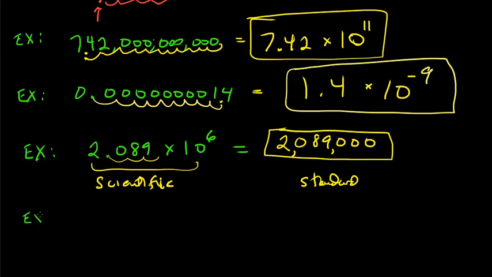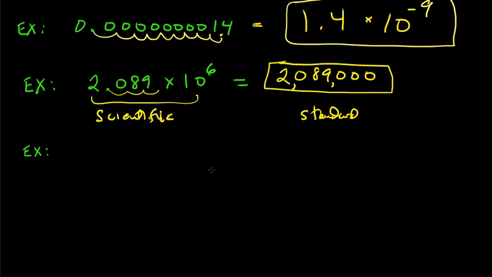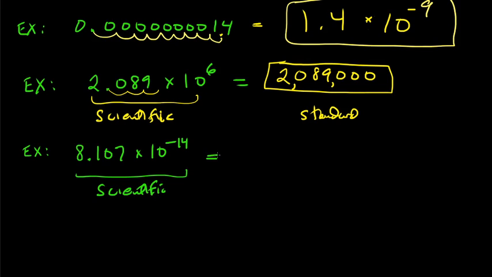Let's do the same thing with a small number: 8.107 times 10 to the negative 14. Again, this is in scientific notation, and we want to rewrite it as a standard decimal number. So what would that look like? Because it's 10 to the negative 14, this will be a small number. You're going to get 0.0 what?